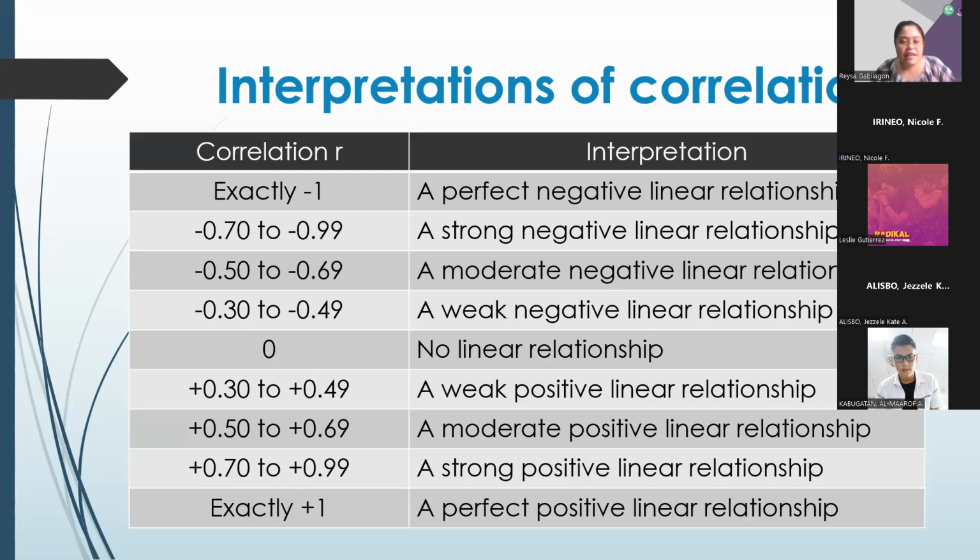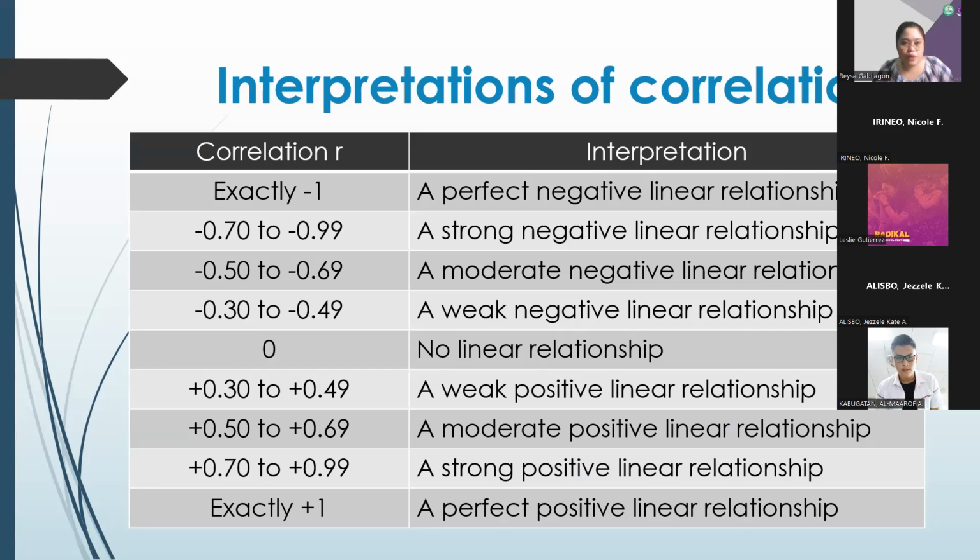If you get an exactly negative 1 na value, that means there is a perfect negative linear relationship. Perfect ang relationship ng dalawang variables natin, pero negative. When you say negative, diba? Negative ang relationship as one variable increases, the other one decreases.